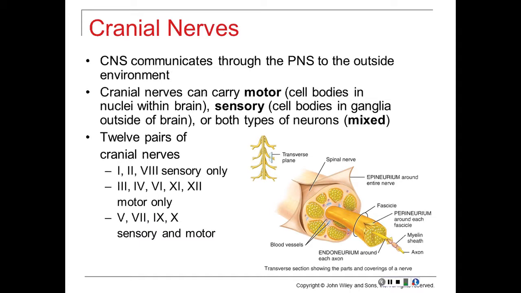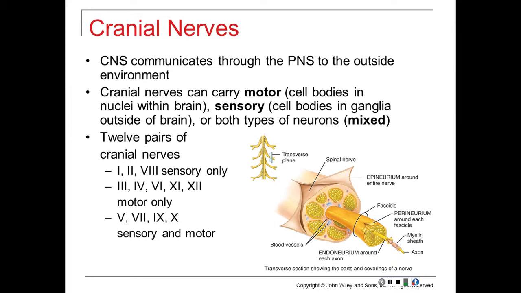Let's talk about cranial nerves. We've talked about spinal nerves. As we said, spinal nerves come off the spinal cord and go out to various parts of our body, carrying sensory as well as motor commands. Our central nervous system is going to communicate to the peripheral nervous system and the outside environment.